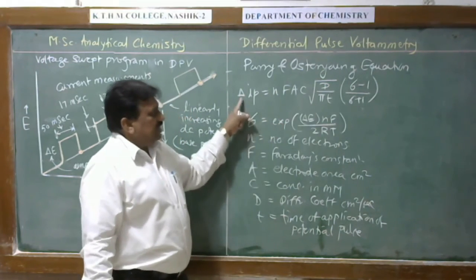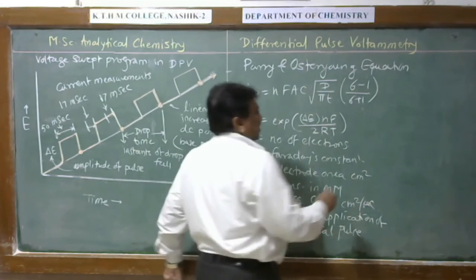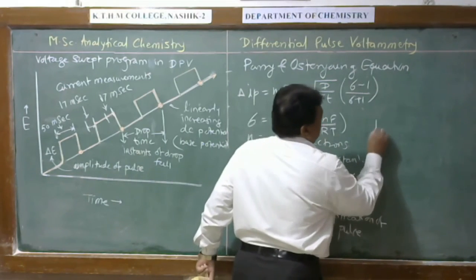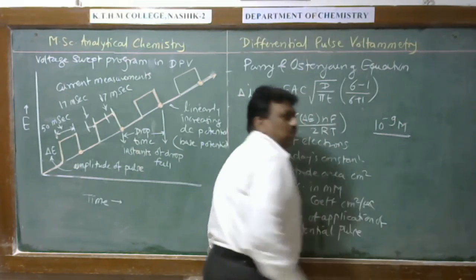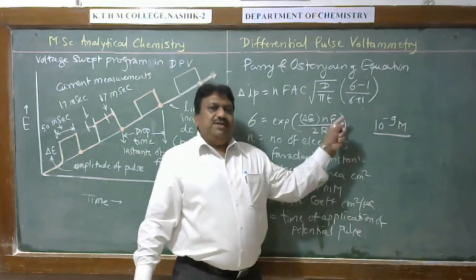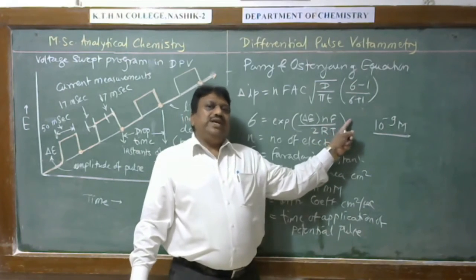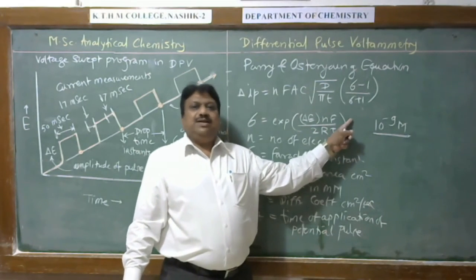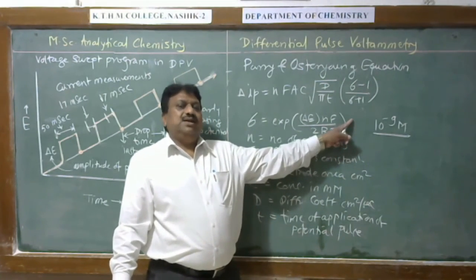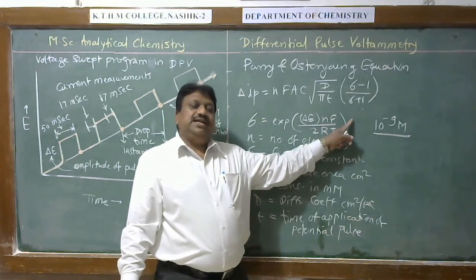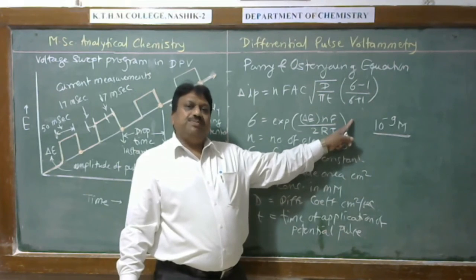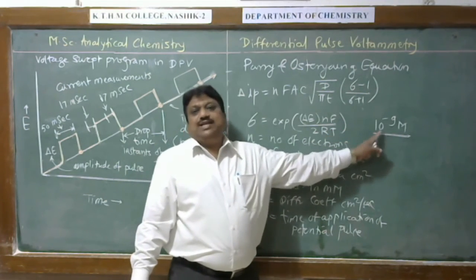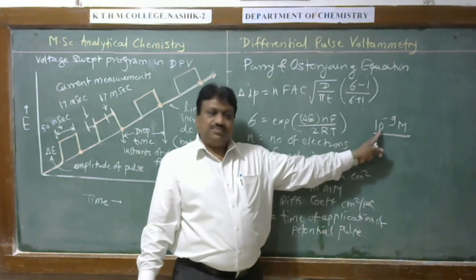In this way, we can increase the sensitivity of measurement up to 10⁻⁹ moles in differential pulse voltammetry. This is possible because we carry out the current sampling process, by which we can eliminate the interference of background current, and therefore the sensitivity of the measurement is increased up to 10⁻⁹ moles.